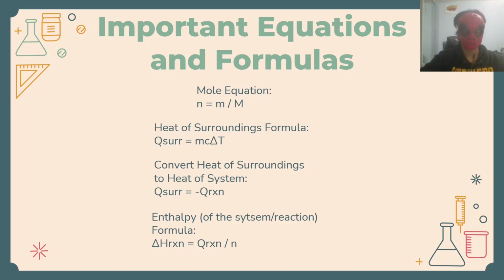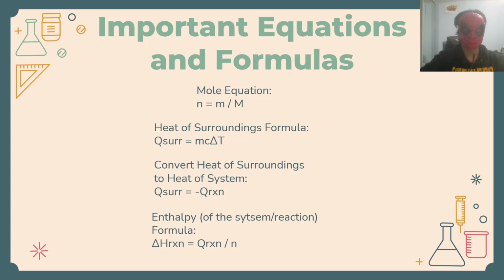The next formula is the heat of surroundings formula, which relates the heat absorbed or released by the surroundings, Q sur, to the mass of the substance, lowercase m, the specific heat capacity C, and the change in temperature, delta T. It is written as Q sur equals m times C times delta T.